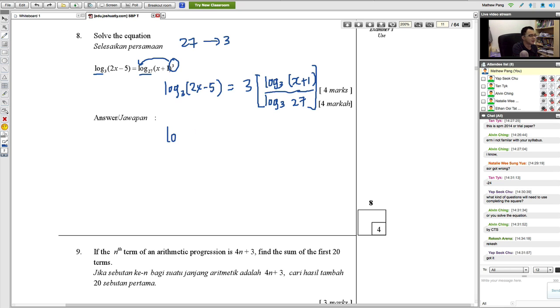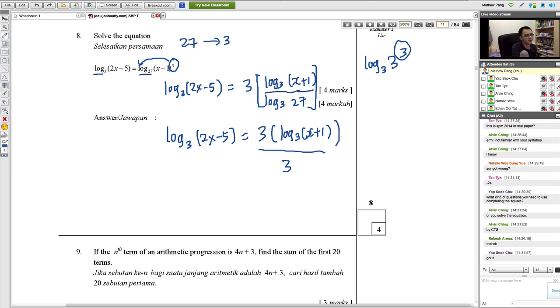Of course, we know log base 3 of 27 equals 3. But if you want to know why it's 3, I can show you. Log base 3 of 27 is log base 3 of 3 to the power of 3. Then I can move the 3 in front, and log base 3 of 3 gives me 1. So it equals 3. You must understand why log base 3 of 27 is equal to 3.